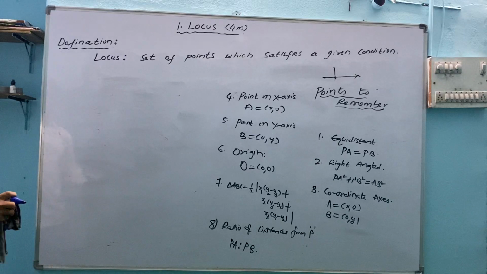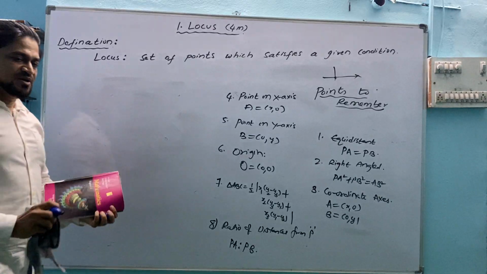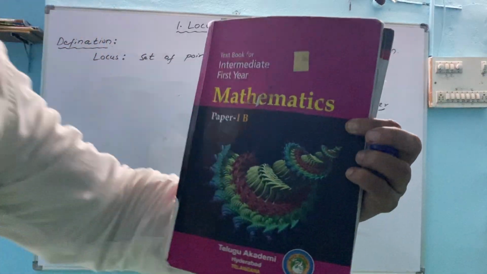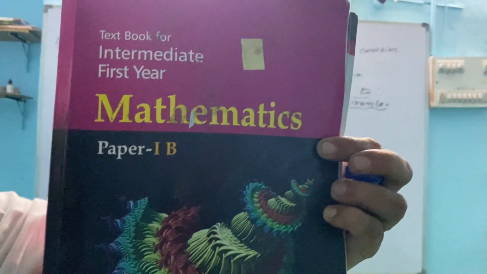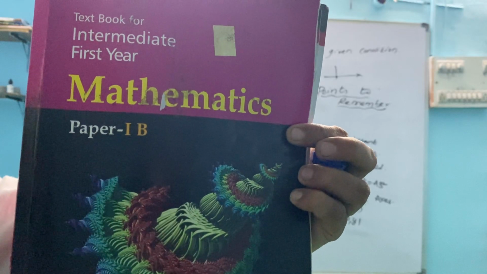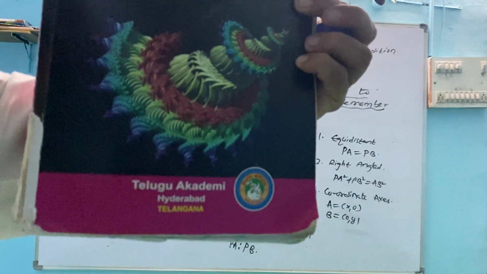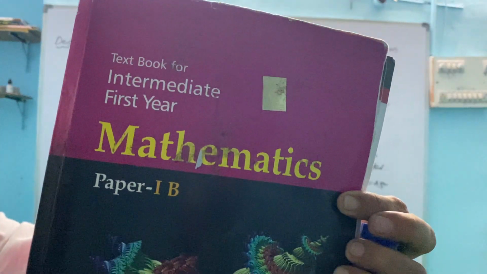Now we will start the problems. If you remember, you asked me about how the book looks. The book looks in this way. This is the 1B textbook, 1B Mathematics. Here, Telugu Academy Hyderabad is given, but this is the English medium textbook.